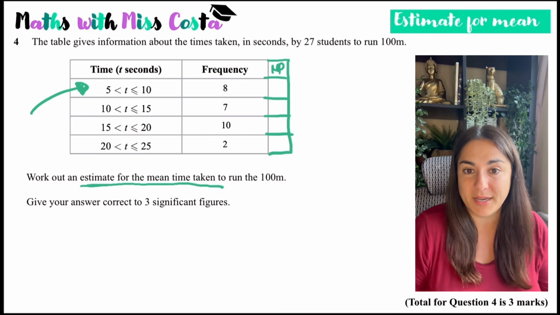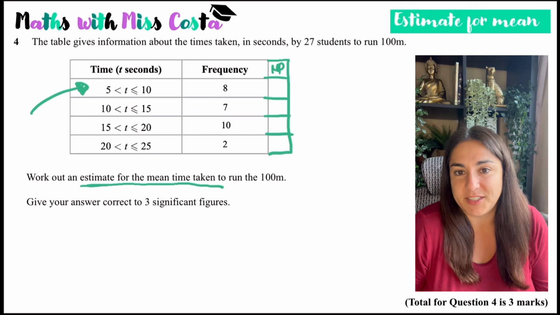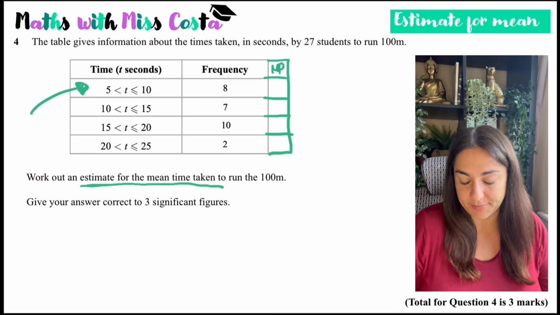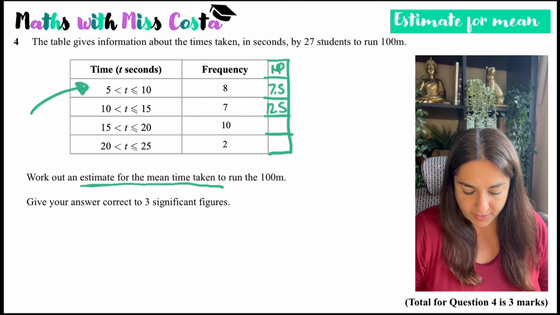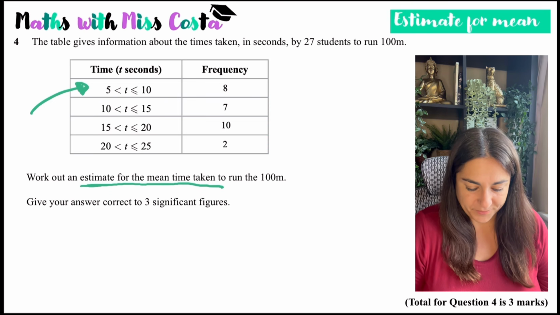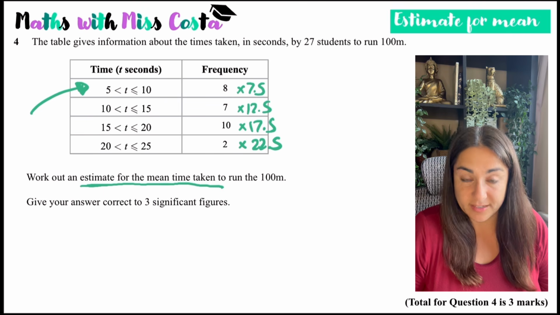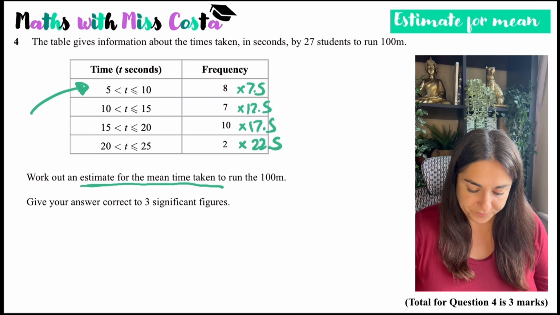The reason we use the midpoint is because the time taken could be anywhere between 5 and 10 seconds, and the midpoint is just a good average to use as we're estimating. That's why it's estimating the mean. So the midpoint here would be 7.5, the midpoint here would be 12.5, 17.5 and 22.5. Actually, I'm just going to write it like this because it looks better. So the way we work out the midpoint is by adding the two values together and dividing by 2 if they're tricky values. Otherwise, you could just find the halfway point.